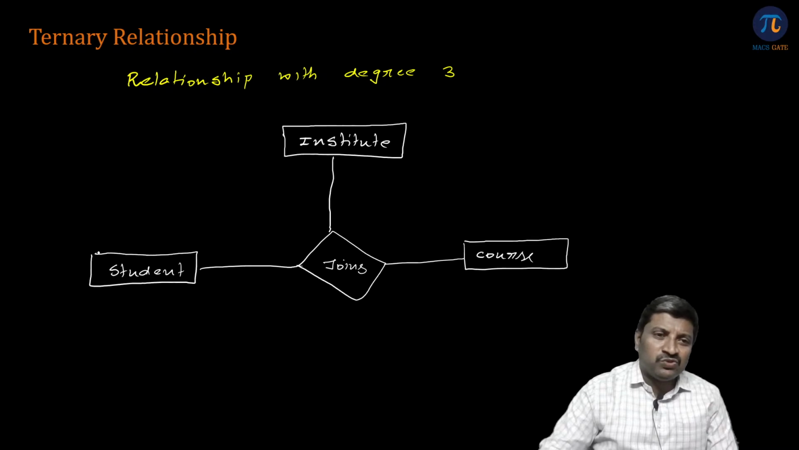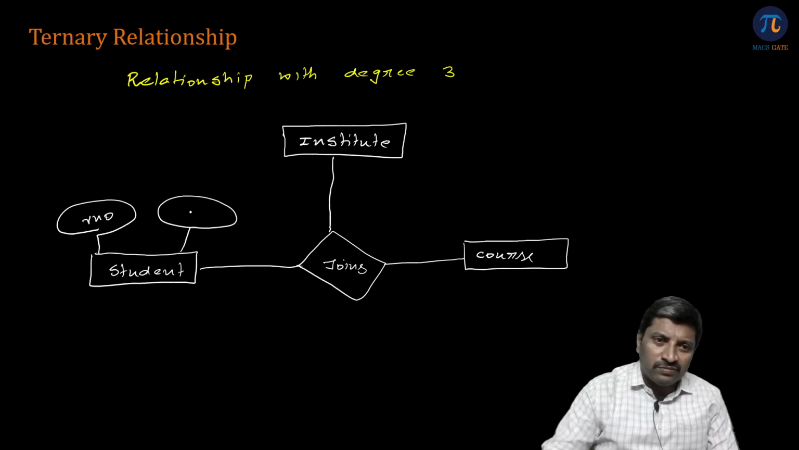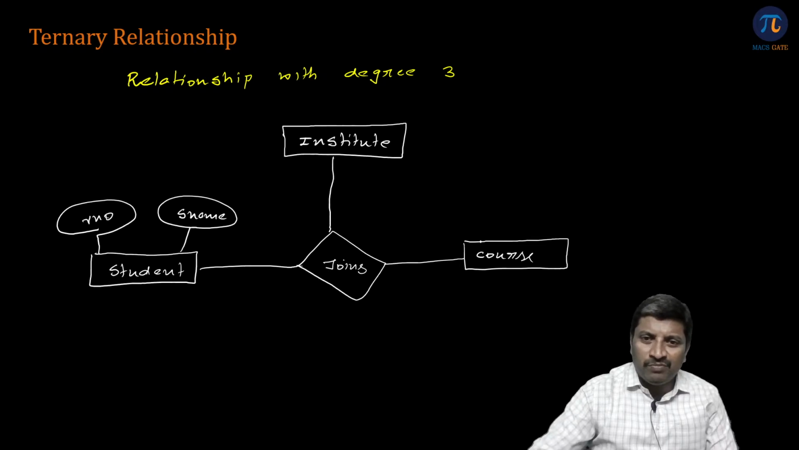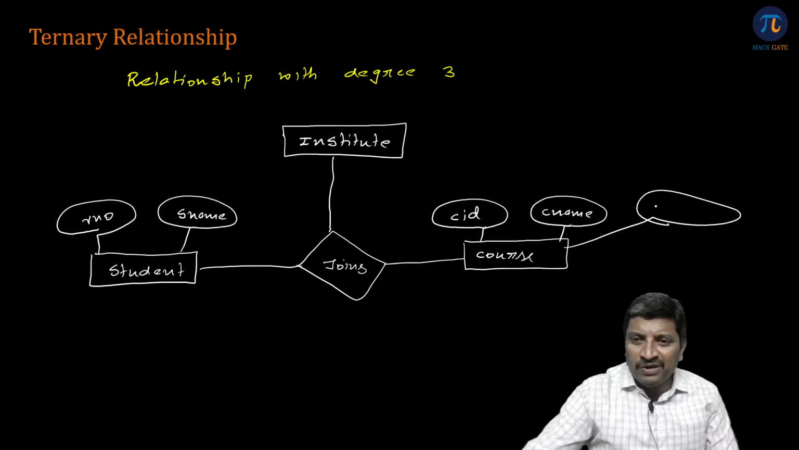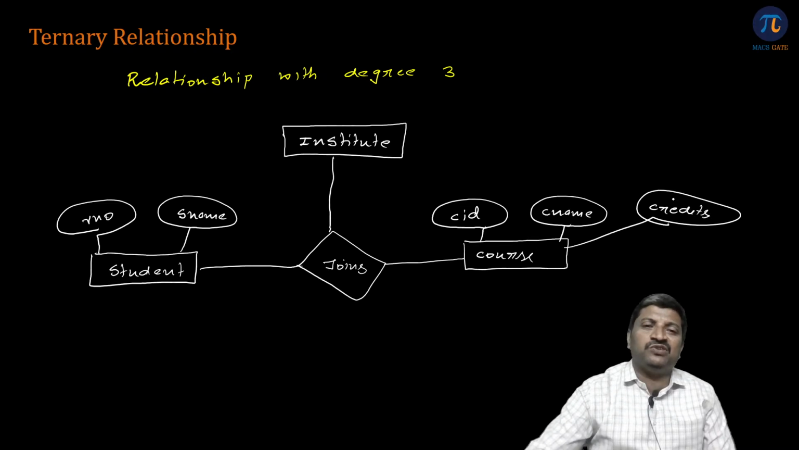Okay, the student might have some attributes like roll number, student name. When coming to course, sir, every course will have some ID, course ID, course name. If I complete that one, how many credits I will get? That means the student, how many credits he will get.